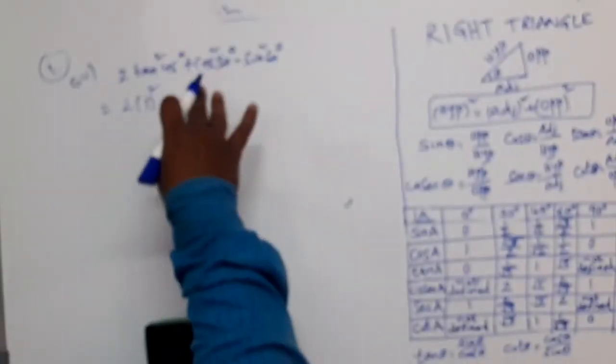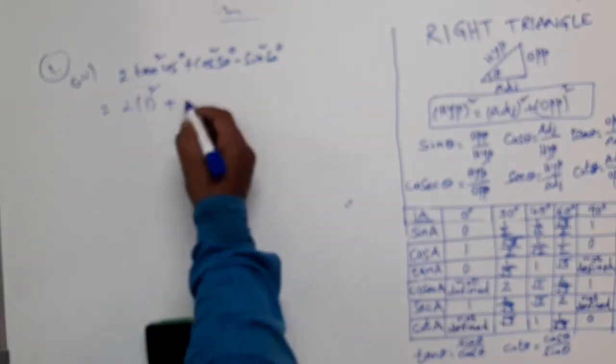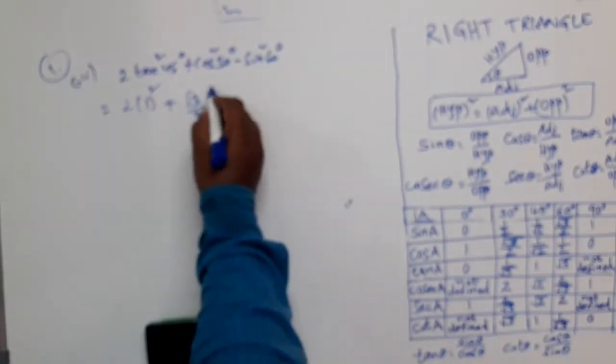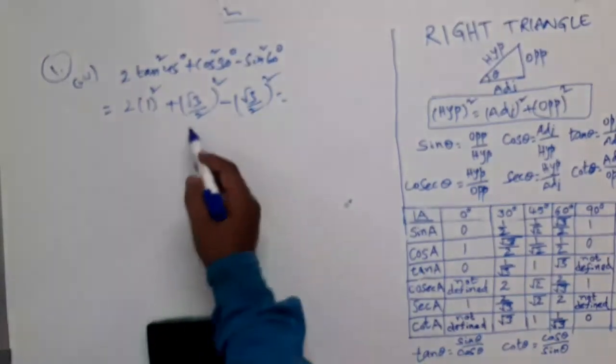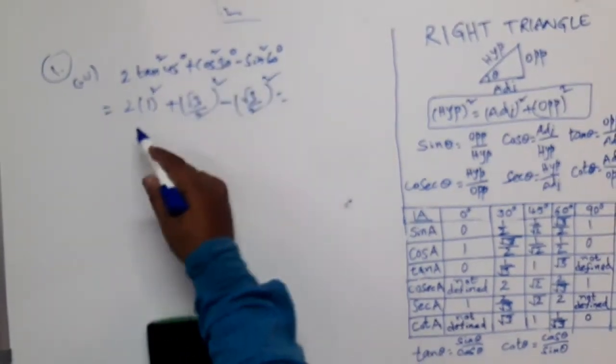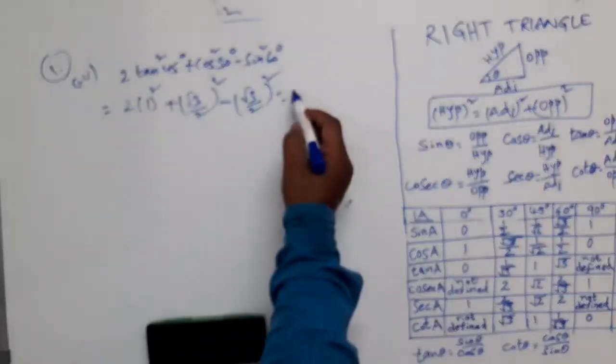2 multiplied by tan 45 degrees, I remember that as 1 square, plus cos 30 degrees, that is sin 60 degrees, I remembered. Sin 60 degrees is root 3 by 2, so this is root 3 by 2 whole square. Minus sin 60 degrees is again root 3 by 2 whole square. These two are the same, so they cancel. 1 square is 1, 1 multiplied by 2 is 2. That is your answer.